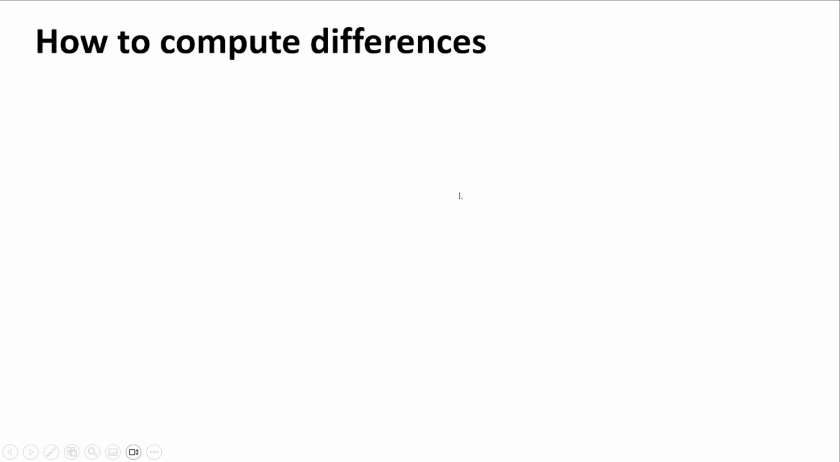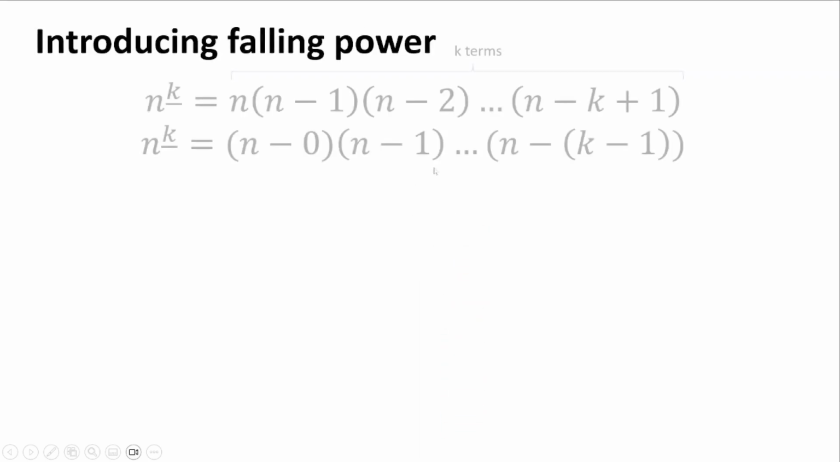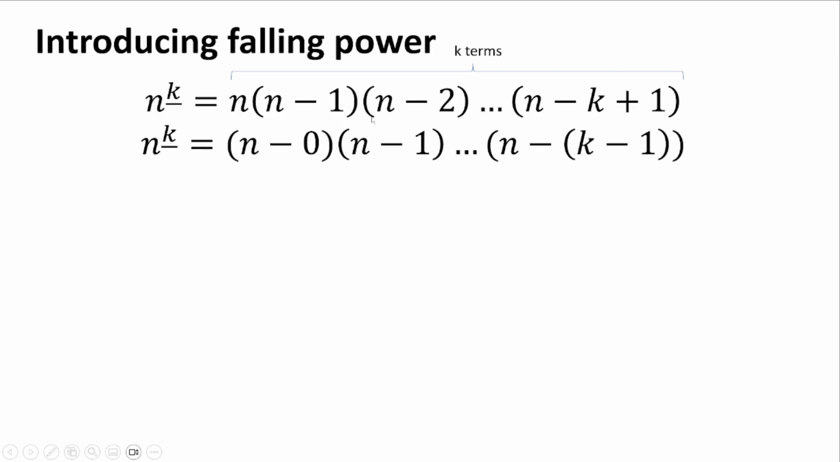In order to eliminate this difference, we will introduce what is called a falling power. A falling power is defined as n to the falling k equals n multiplied by n minus 1 multiplied by n minus 2 and so on until n minus k plus 1.